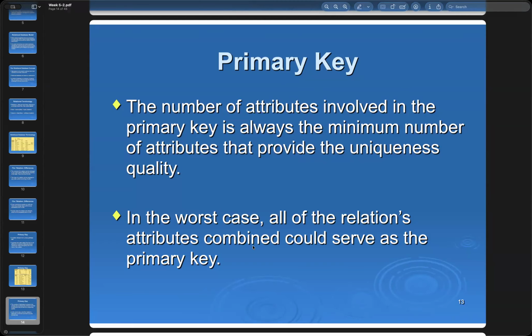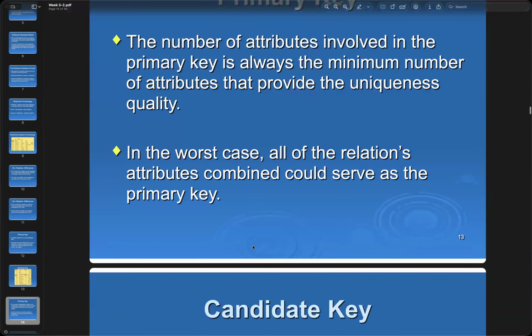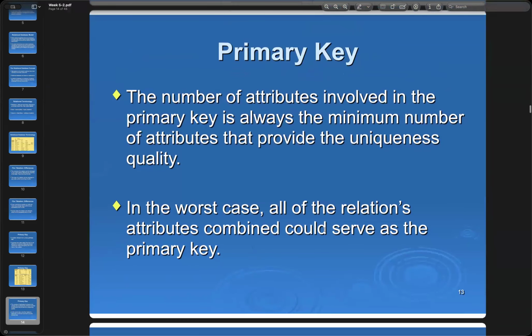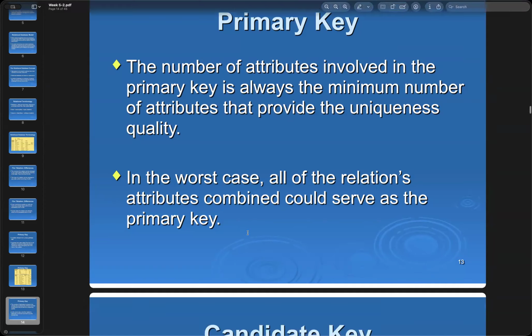Later we will talk about the combination. Sometimes, if we do have this situation where all of them are needed, why don't you create a new attribute? That means we create a new column, name it, and give it an ID. That would be a better way to do it.